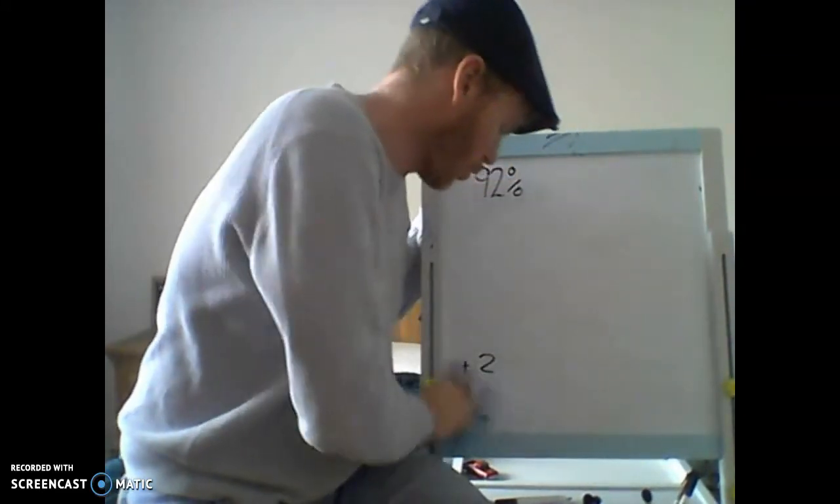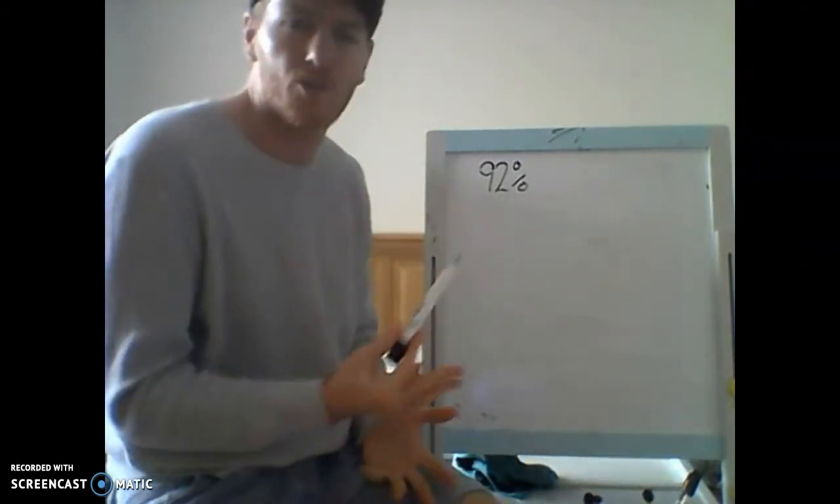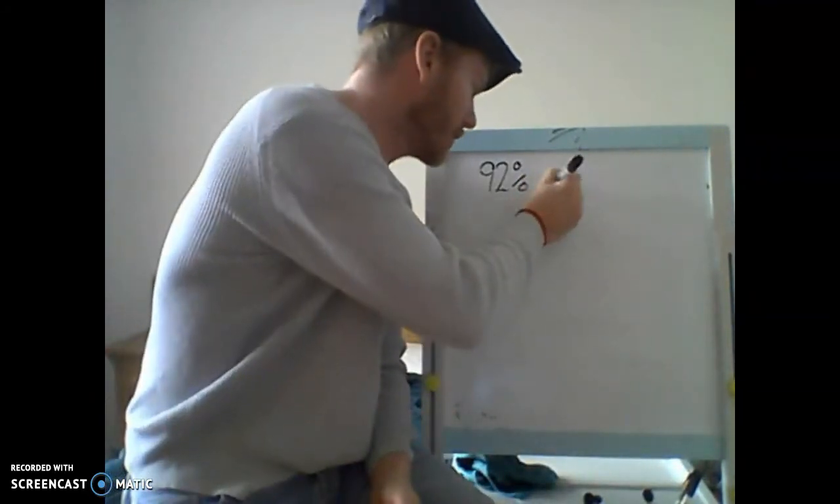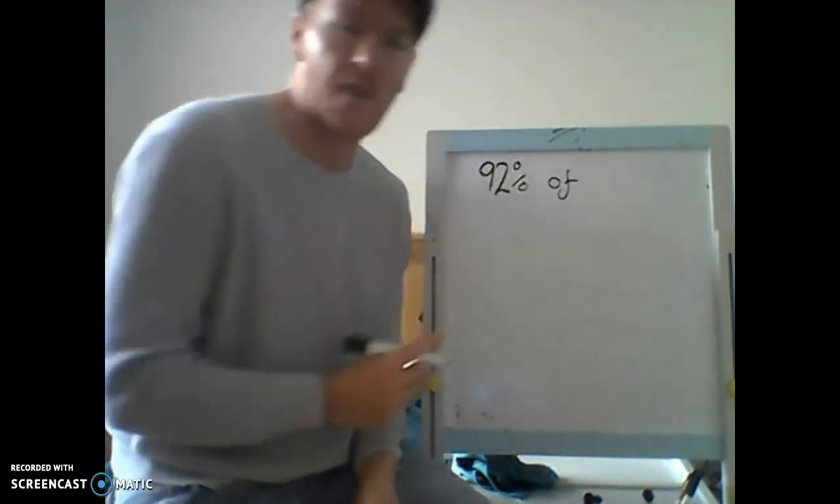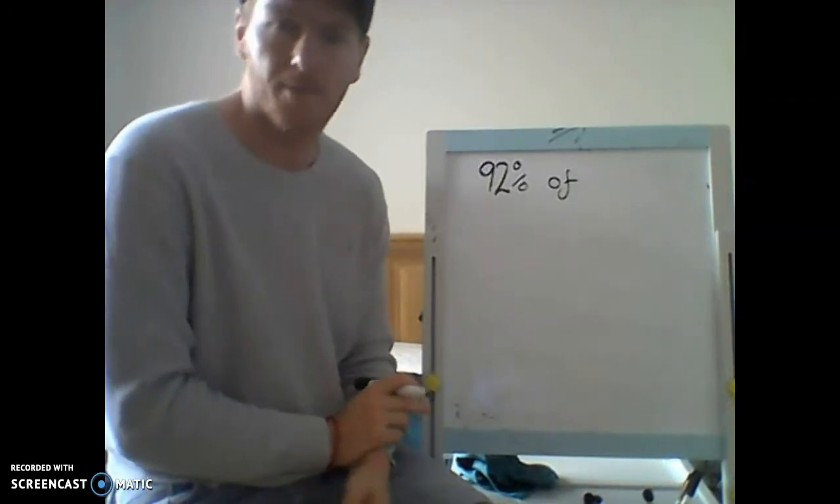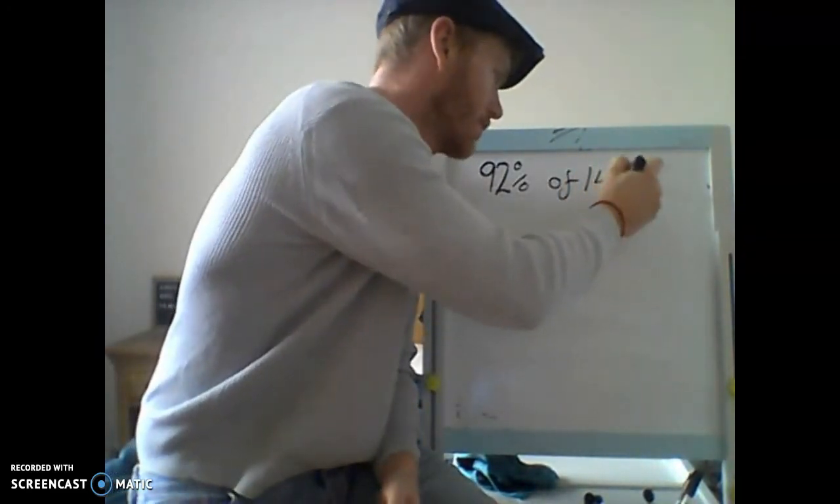And it's nearly a whole. So 92% is nearly 1 whole. Yeah? It's nearly 100%, isn't it? So we're going to be dealing with some bigger numbers. That's what we say at home with Arlo, bigger numbers. 92% of, let's up it a little bit, 143.